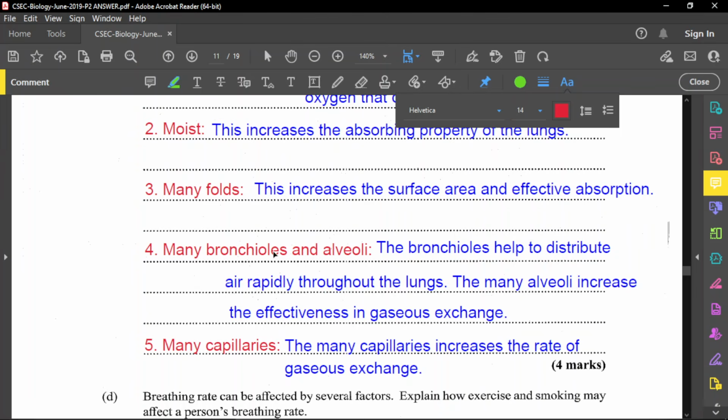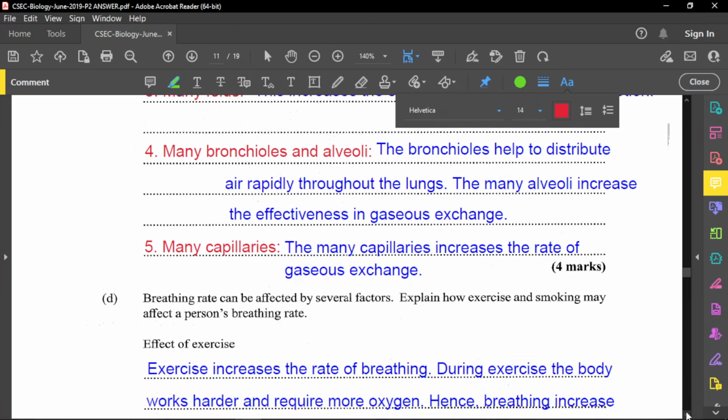So you could separate bronchioles and alveoli, because again, as I said, bronchioles will distribute the air throughout the lungs, while the alveoli will increase the effectiveness in gaseous exchange. Many capillaries is also important, because the many capillaries will also increase the rate of gaseous exchange. Because remember, the capillaries are important in carrying the deoxygenated blood to the lungs and carrying oxygenated blood back to the heart. So the more capillaries there are, the greater the effectiveness in the gaseous exchange.